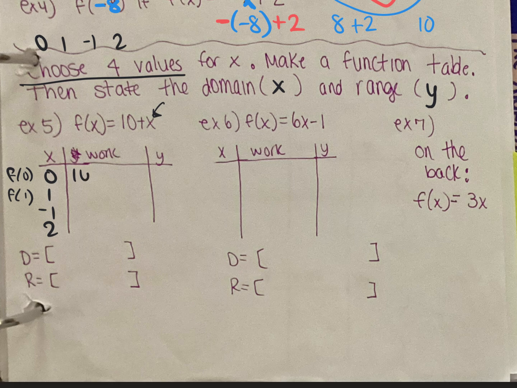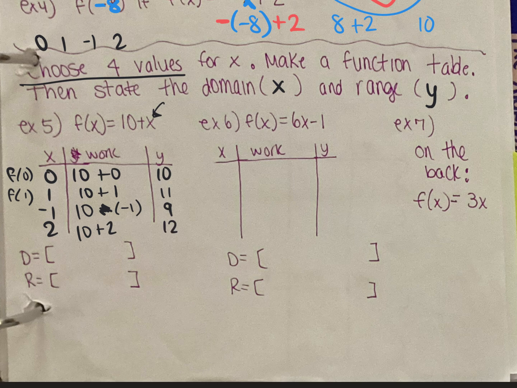All right, so 10 plus 0 makes 10. 10 plus 1 makes 11. 10 plus -1. Scribble out the plus sign. It really becomes 10 minus 1, and that makes 9. 10 plus 2, that makes 12.